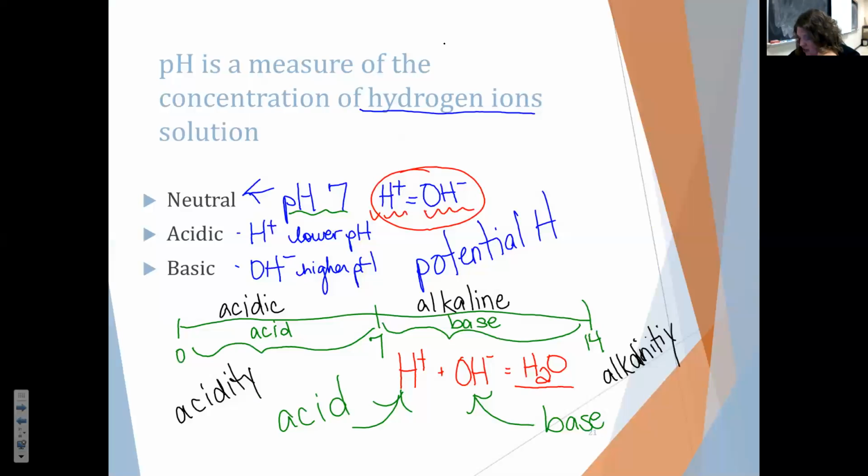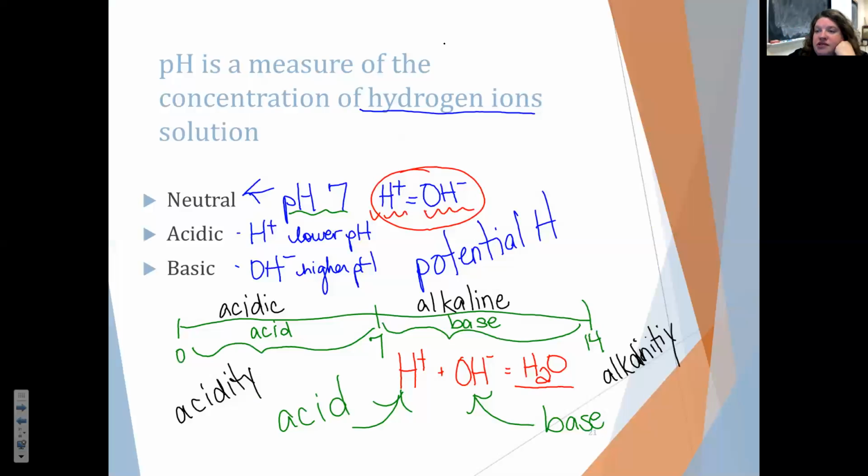On the other end, things that are going to be very basic or have a very high pH are going to be things like baking soda, sodium bicarbonate, and then things like bleach and oven cleaner and those types of really caustic cleaning solutions. Those are going to be very basic, with a lot of hypochlorite and those types of substances that can tend to be very basic.